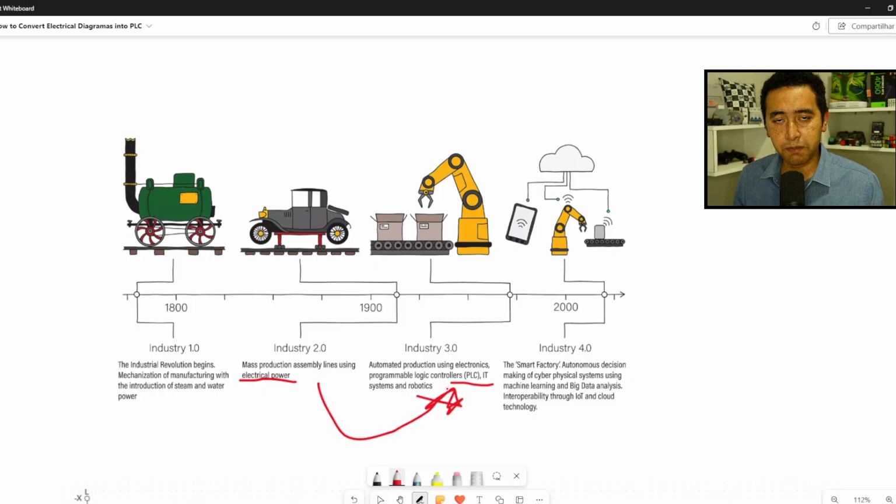Then I must get all of my wiring diagrams and convert them to PLC logic. We don't have another way to jump to this. This is a natural process that all industrial electricians must know, and this is why we are here to learn in this class how to convert diagrams.